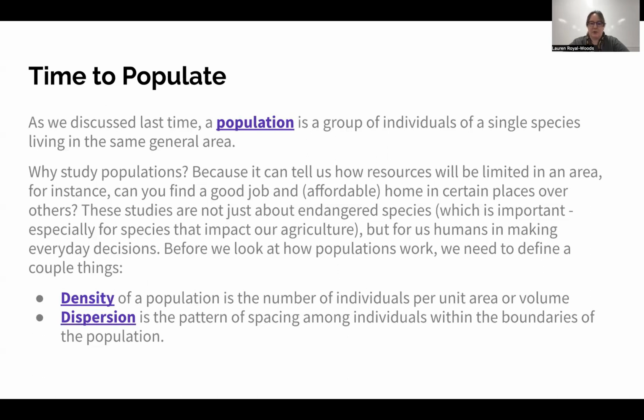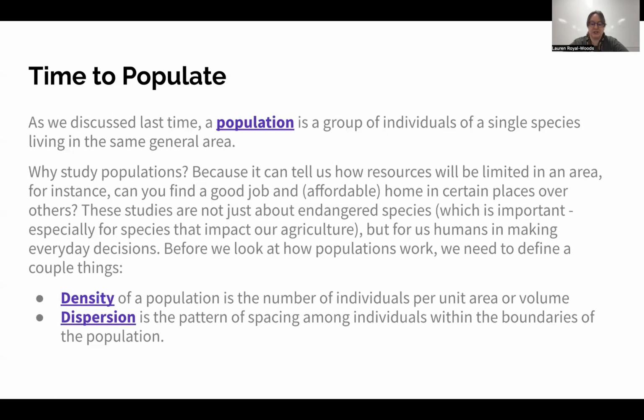So before we look at how populations work, we need to define a couple of things. And one of the first things is density, which is the number of individuals per unit area or volume. For instance, the density of a place like New York City is huge compared to here in Hendersonville. We don't have nearly the density that they do.